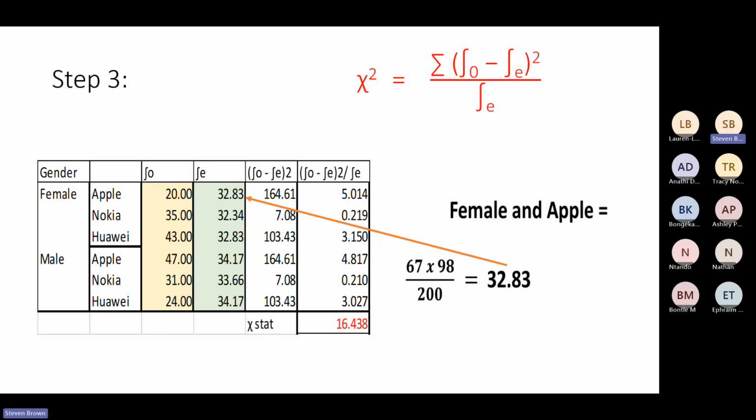So for each line, class, you take FO 20 minus 32.83 and square it. That's the number there. Then 35 minus 32, square it, and move all the way down. You can do it in one go, but I'm trying to explain how it works. Then you take that number and divide it by FE to get 5.014, and then go all the way down. Finally, class, you take what it tells you to do there, and that is sum it all up, and you get 16.43.